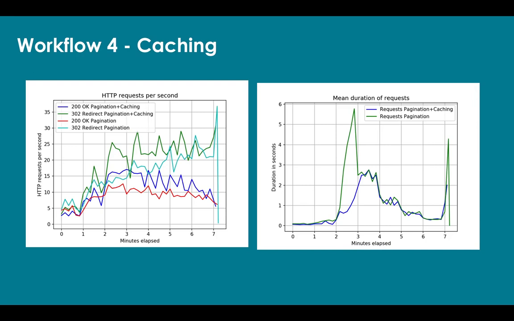After pagination, we moved on to caching. We implemented both Russian doll and fragment caching and saw improvements in workflow 4. With caching, the contents were retrieved from server memory instead of from the database every time, hence improving the performance. As you can see, the mean duration in phase 3 reduced from 6 seconds to less than 3 seconds. The number of 200 and 302 responses also increased.